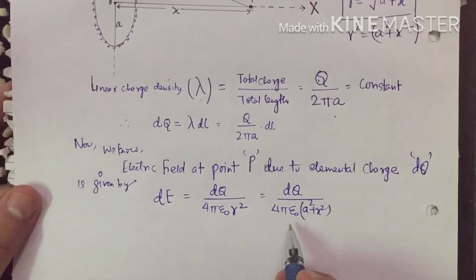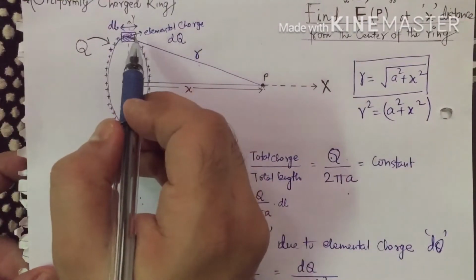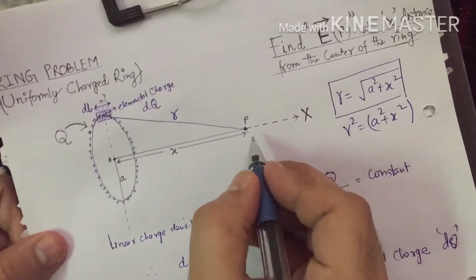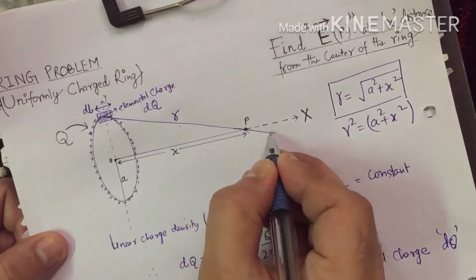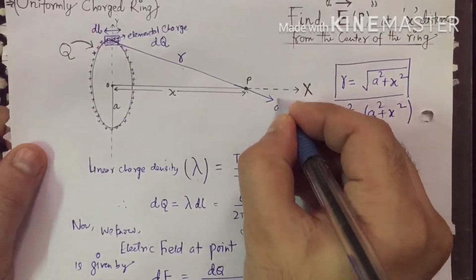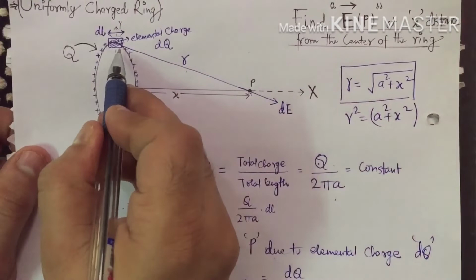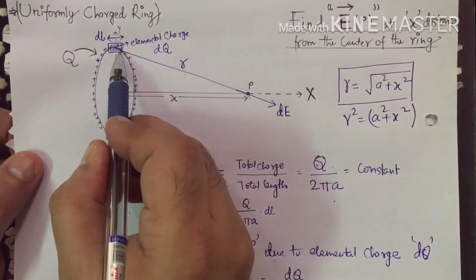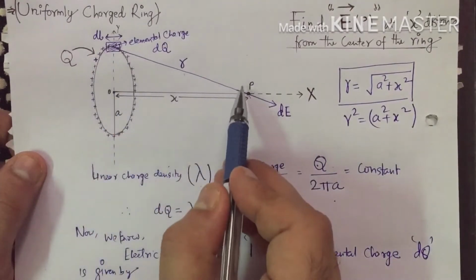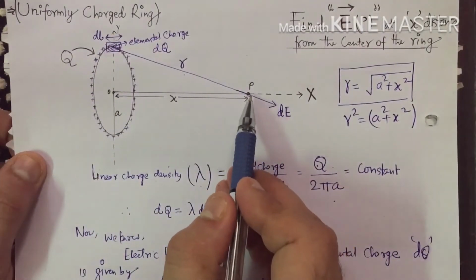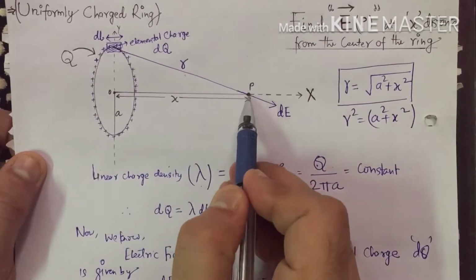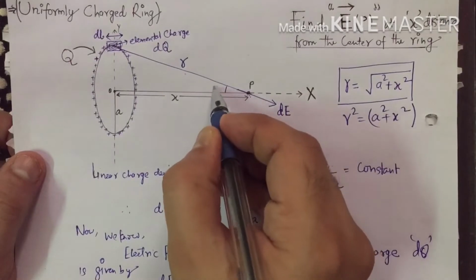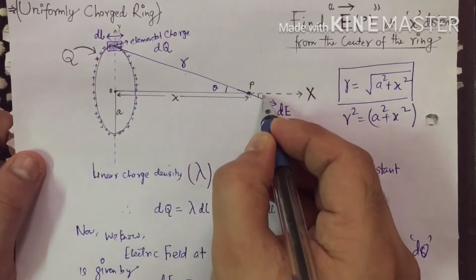So this is the electric field due to this elemental charge at point P, and its direction will be in this direction. This is your dE. Since we have assumed the charge to be a positive charge, this elemental charge, which is also a positive charge, will repel the test charge which is present at this point P in this direction. So let us assume this angle to be theta. This angle will also be theta.